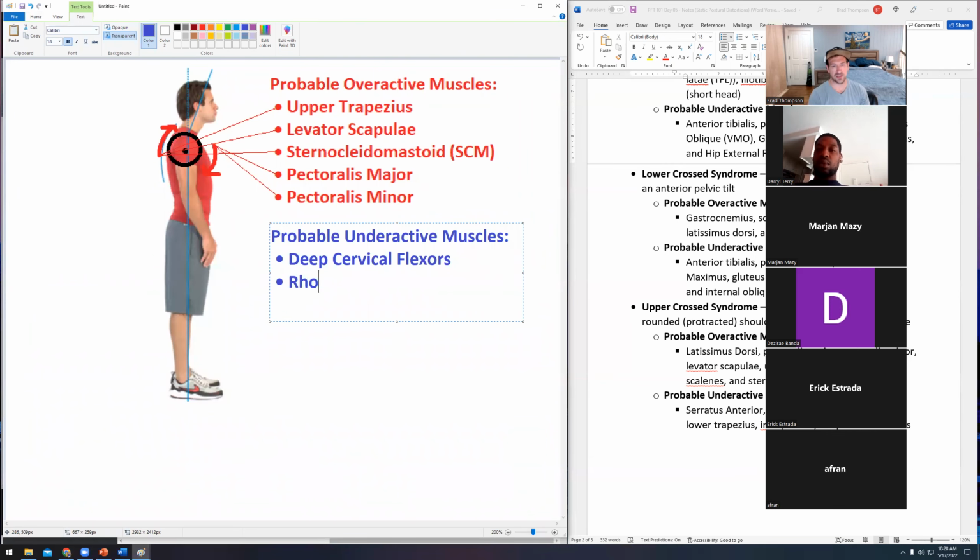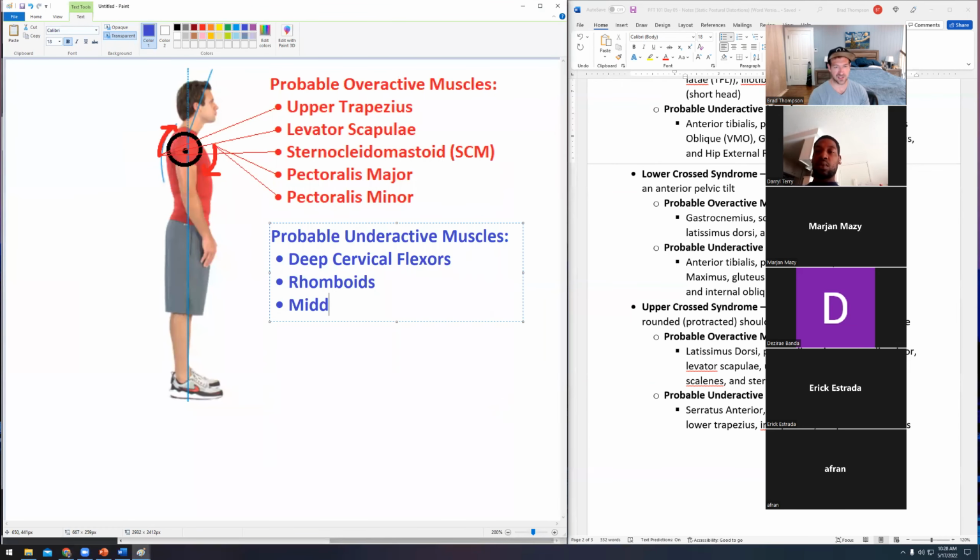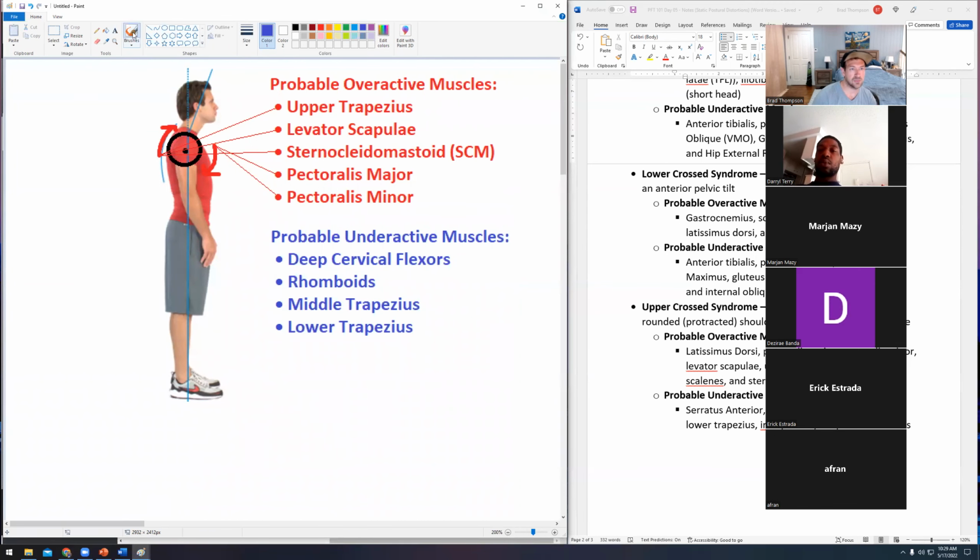Our rhomboids. And then our middle slash lower trapezius. Okay, so these are the muscles that are going to pull us back into alignment. So they're going to pull down like this, or they're going to pull our neck up like that. Again, that's going to fix this rotary movement problem that we've got.